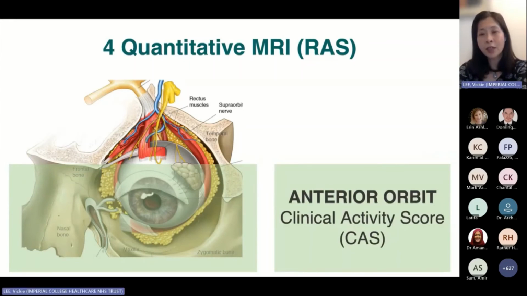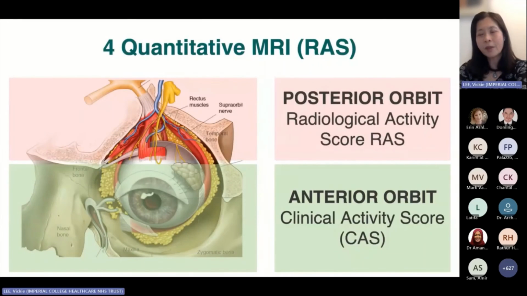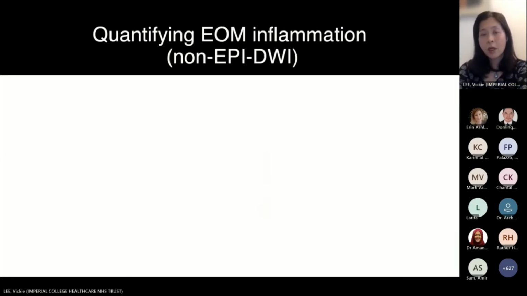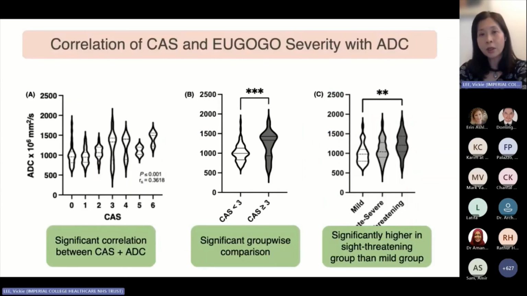Clinical activity score biases towards the anterior orbit, whereas in the posterior orbit, we can derive a radiological activity score to look at what is happening in the fat and the extraocular muscles. We have been working towards quantifying inflammation in the orbit by using something called apparent diffusion coefficient, which looks at the movement of water molecules. This is increased in inflammation, and we have found that measuring the apparent diffusion coefficient correlates well with CAS scores as well as severity of disease.